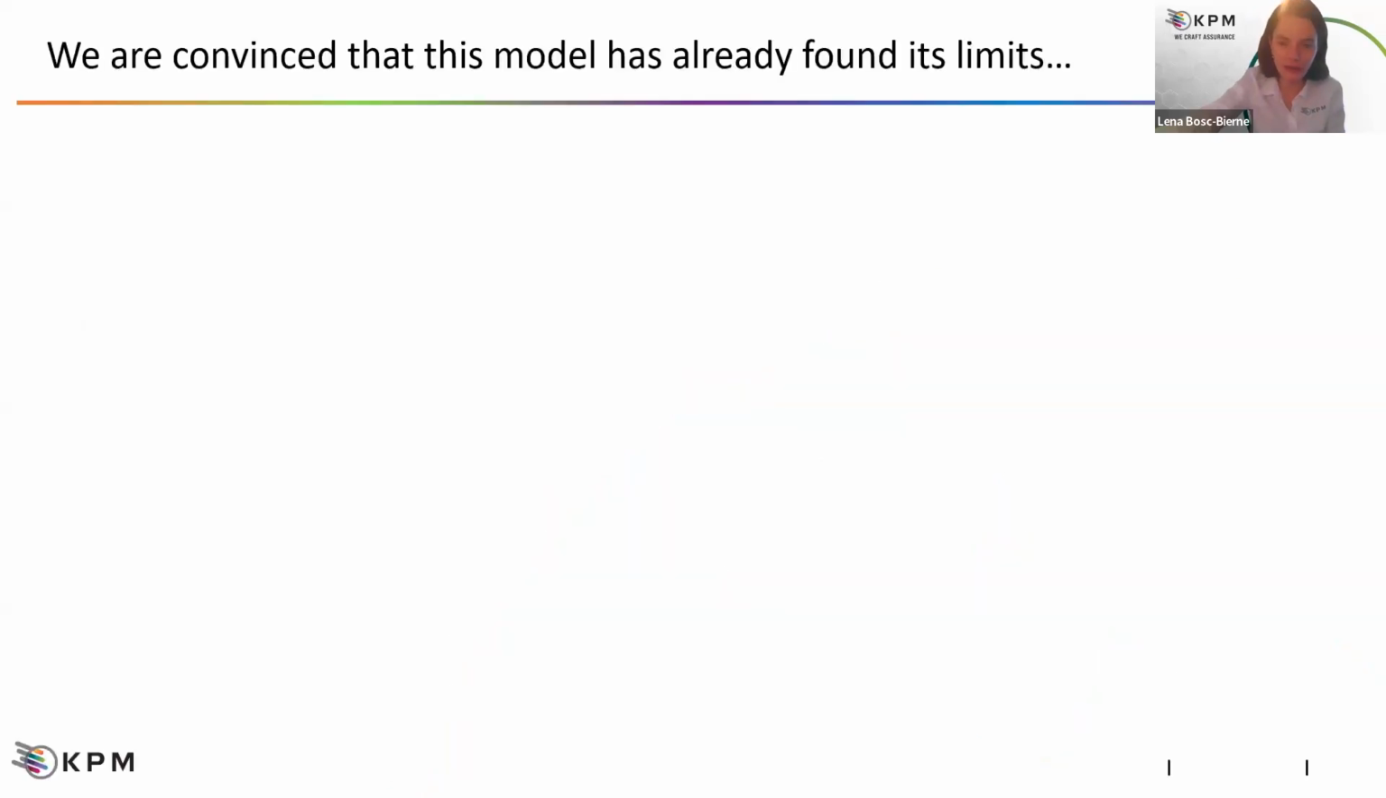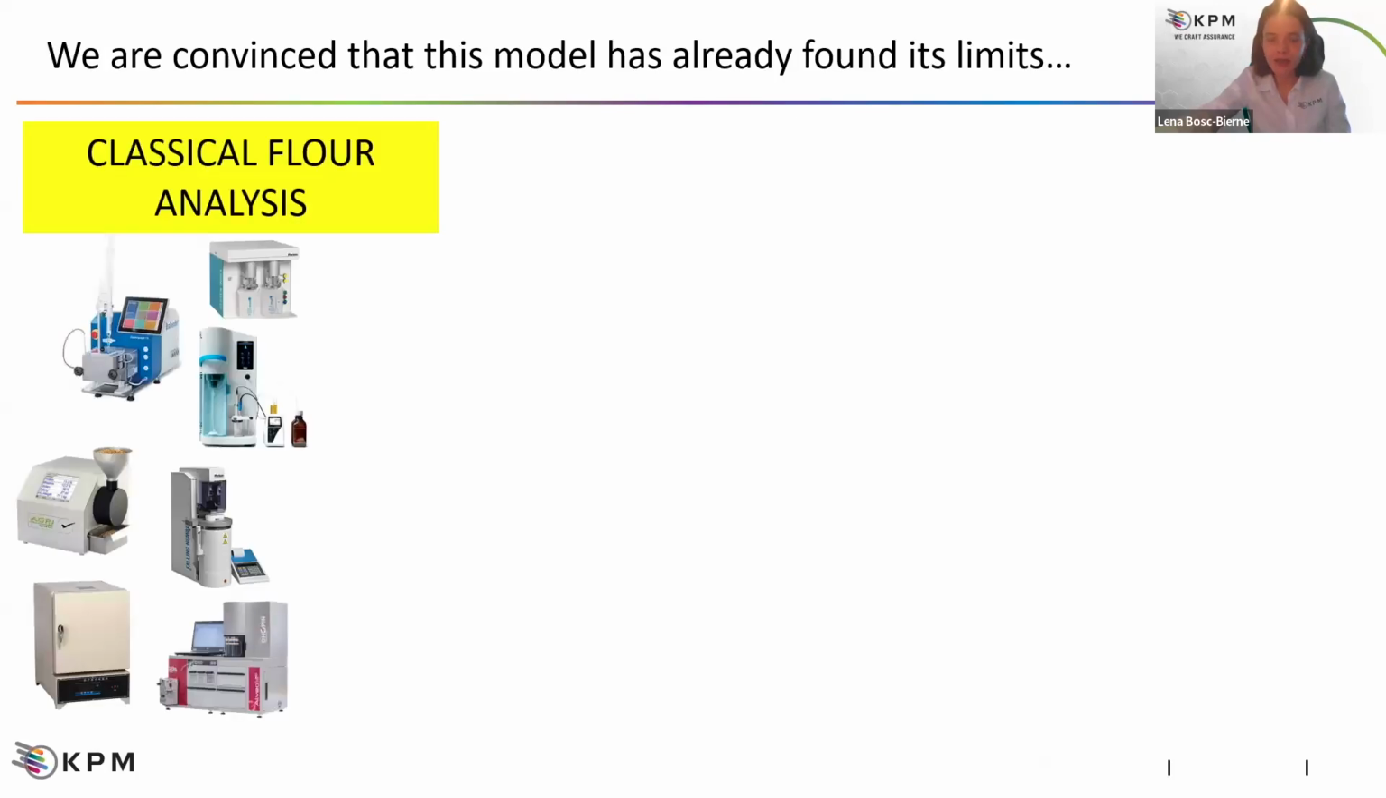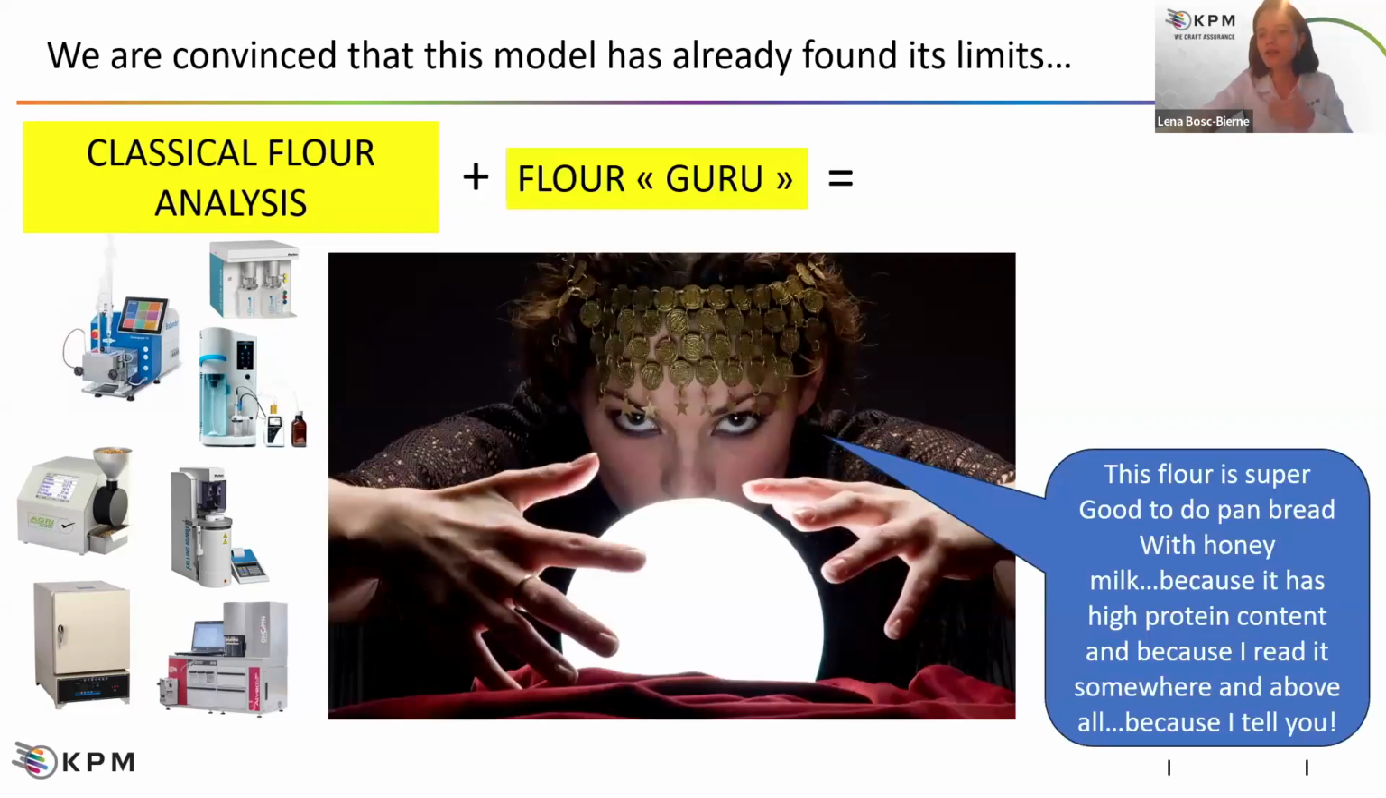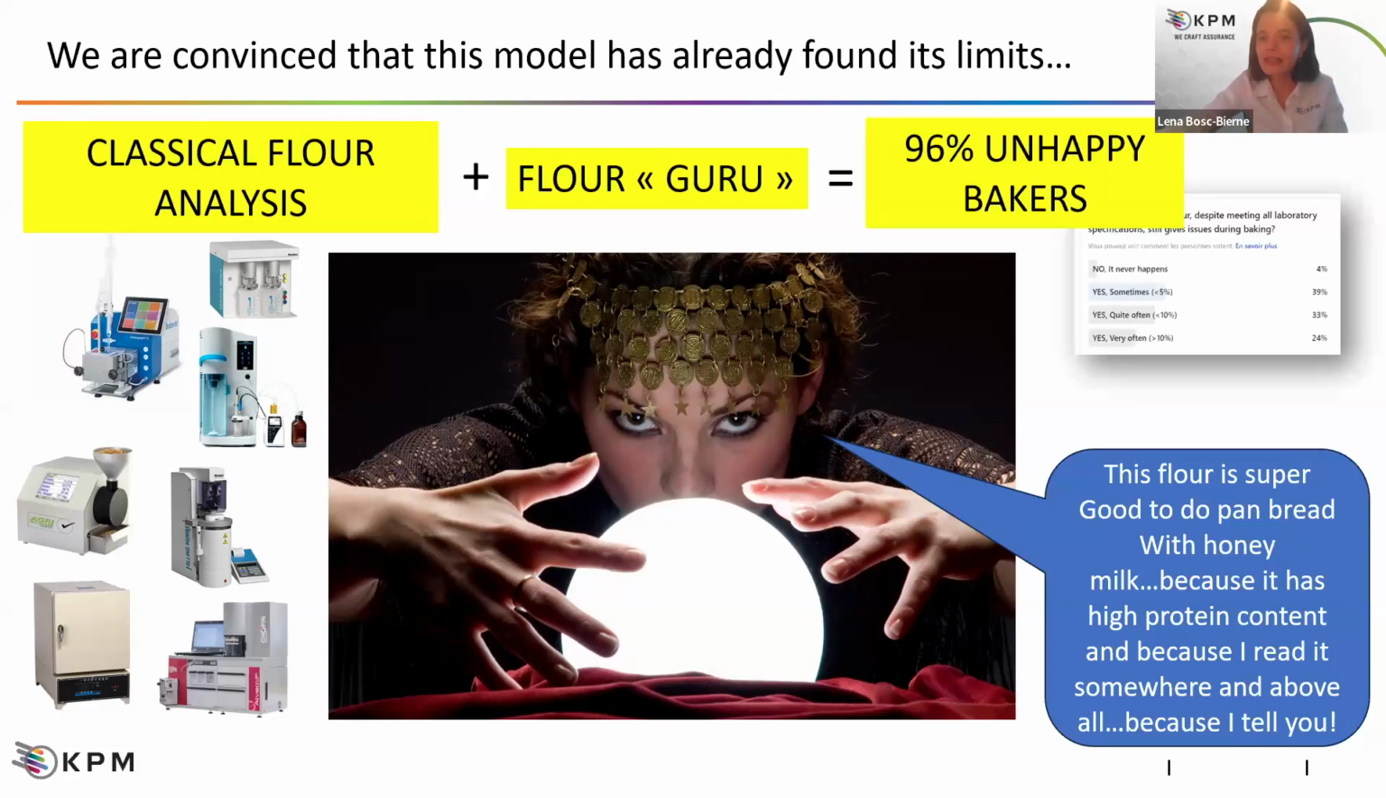In conclusion here, the traditional model that we are working with today is basically to make a bunch of tests: farinograph, alveograph, falling number, glutamatic, NIR, ash content, and so on. And because we do all of that, and because we also rely on data that we have seen in the literature or on things that we have heard from a consultant that will tell you that this is a good flour because I read it somewhere, well, this leads to unhappy bakers.